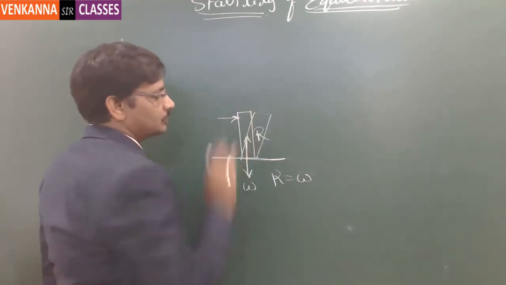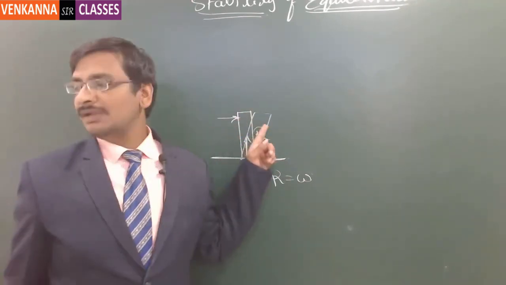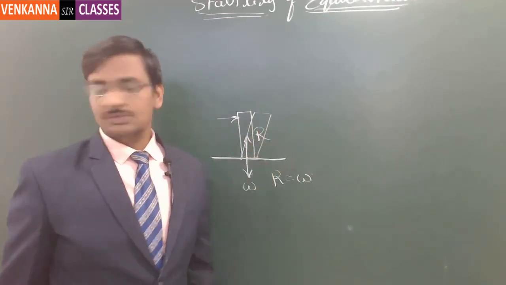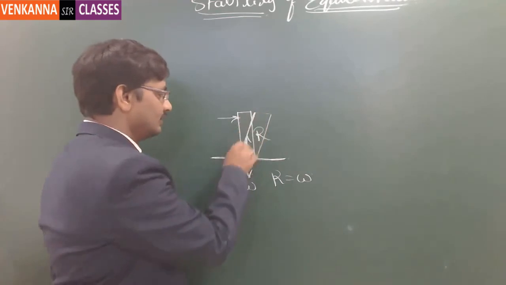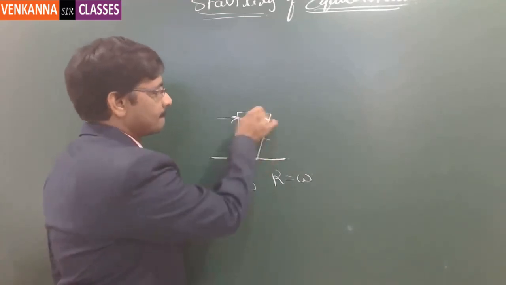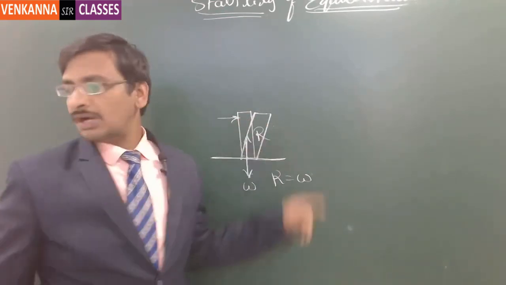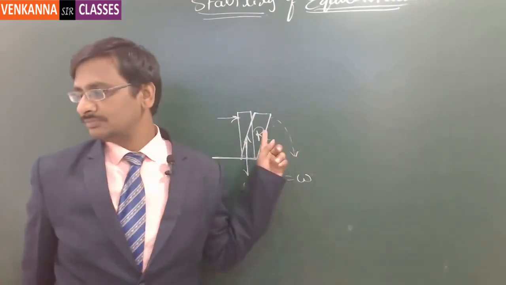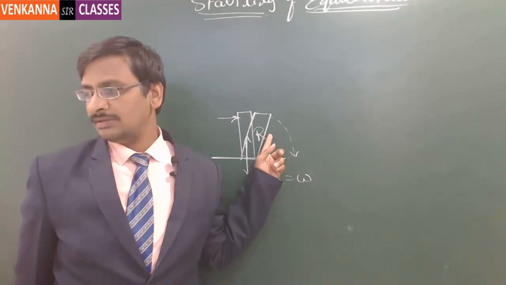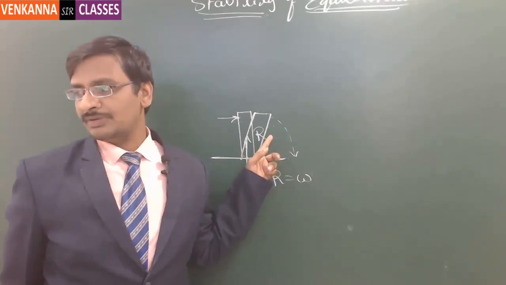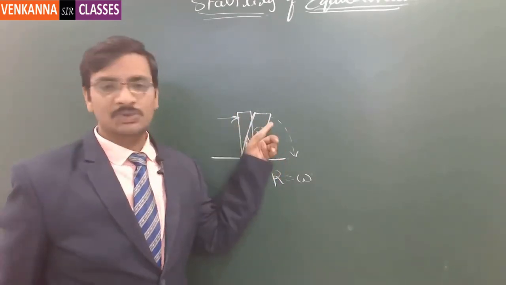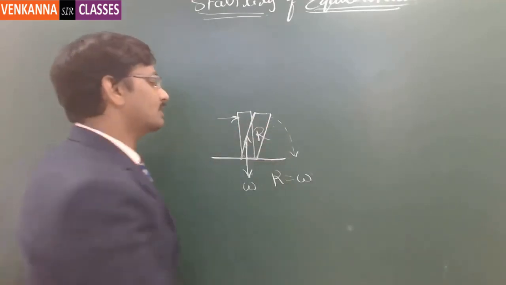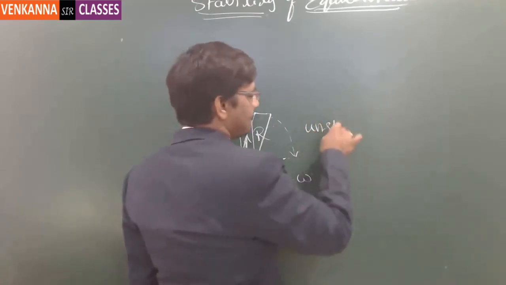Now suppose by an external force I just push it like this. Will it still be under equilibrium condition, or will it fall down? If I push a little like this, it will try to fall down like this. Correct or not? Yes or no? So if I give a little displacement to this one, it will fall down like this. This kind of scenario we call unstable equilibrium.